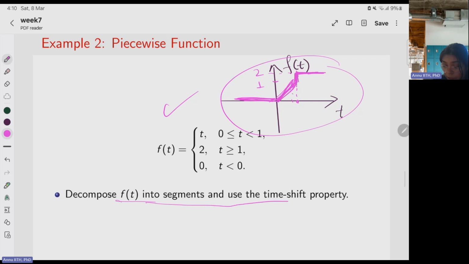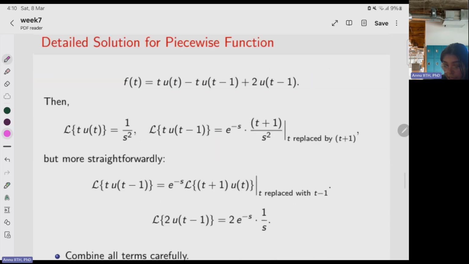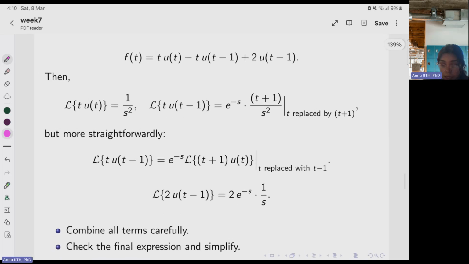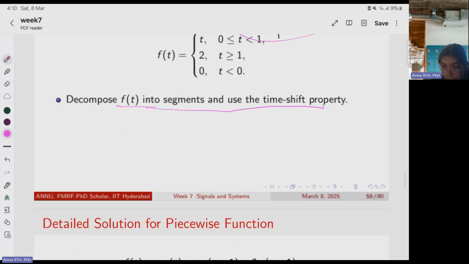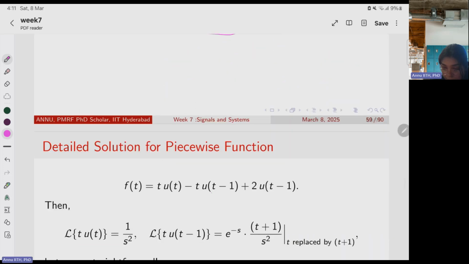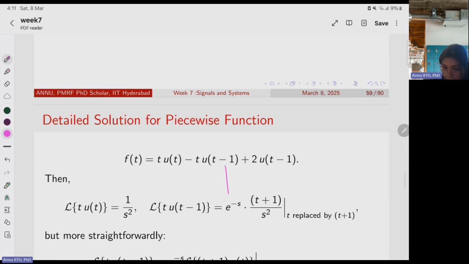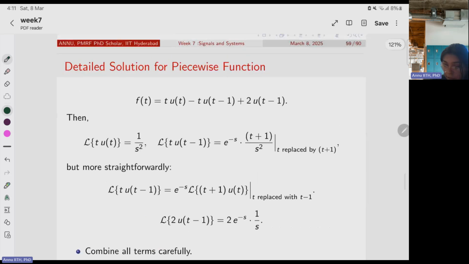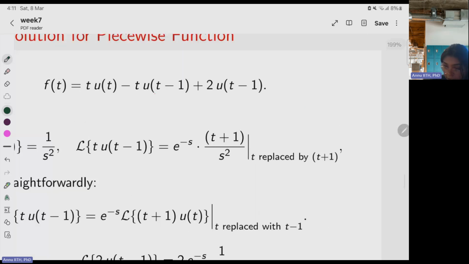Decompose f(t) into segments and use the time shift property. Okay, let's see how we will do it. Detailed solution for the piecewise function. We can write that particular function as t u(t) minus t u(t minus 1) plus 2 u(t minus 1). How will you write it? So t u(t) is this one. Let me tell you properly. I need some more space, so let me write it like this.